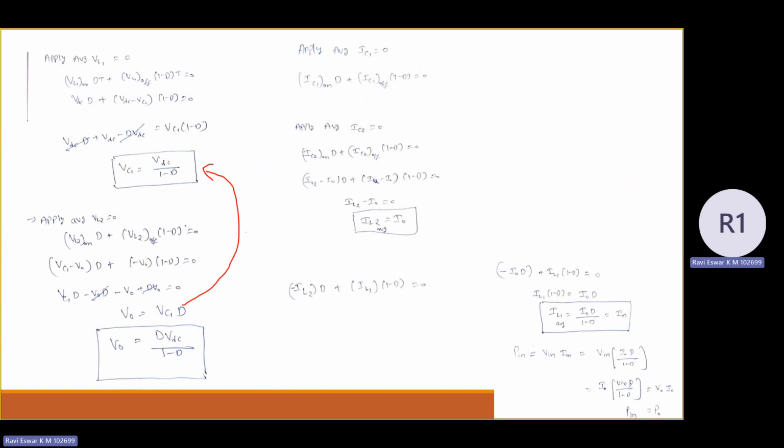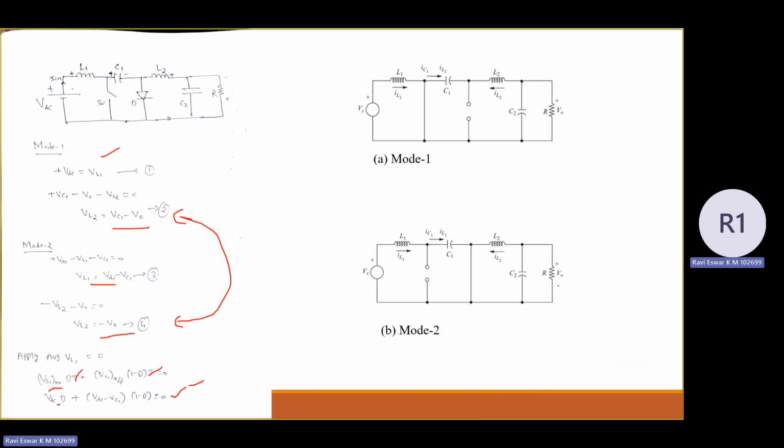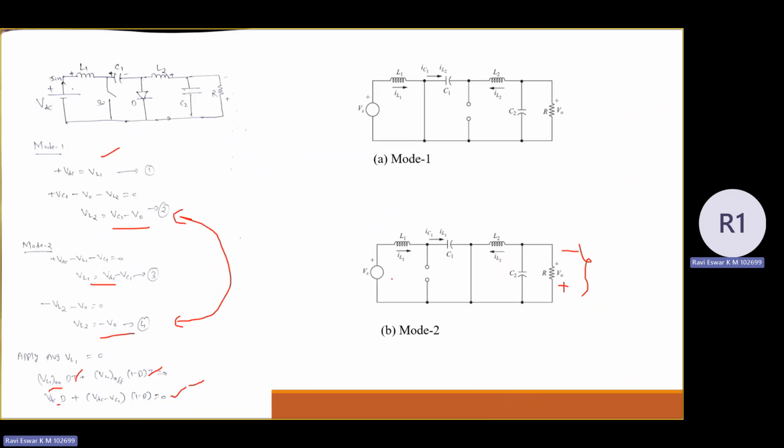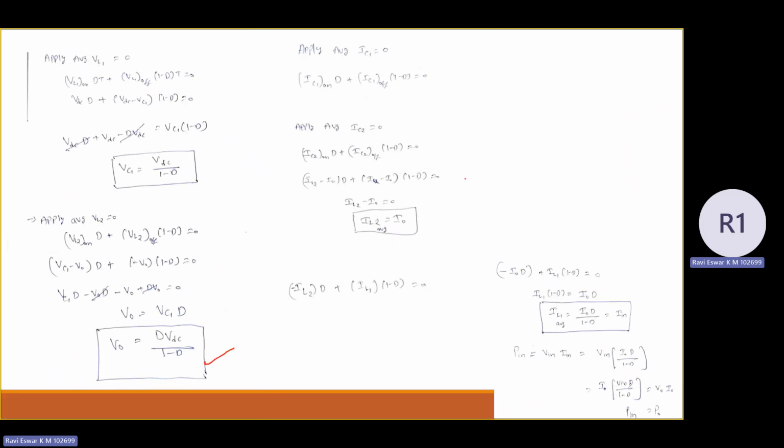So you substitute VC1 as VDC by 1 minus D in this final equation. You get the final output voltage in terms of input voltage and duty cycle as V0 equal to D VDC by 1 minus D. Here also you can see one interesting point. I considered plus down, minus up. Due to that particular reason, the output voltage I am getting is positive. If you take the reference polarity positive towards up, then you need to mention it as minus D VDC by 1 minus D.